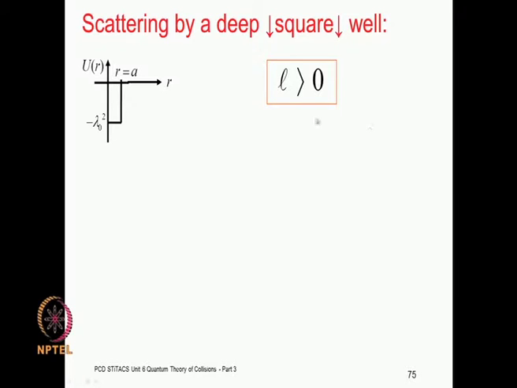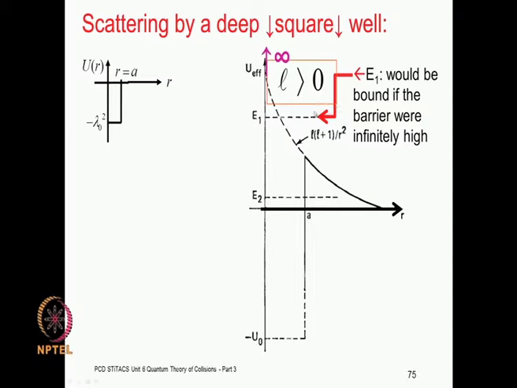So, let us consider scattering by a deep square well, and I will consider angular momentum greater than 0. When you have an angular momentum greater than 0, remember that when you separate the Schrodinger equation into the radial part and the angular part, the radial equation will have a constant of separation, which comes from separating the radial part from the angular part. You would have done that in the first course in quantum mechanics. The centrifugal barrier term, L into L plus 1 by R square, comes out of this separation.